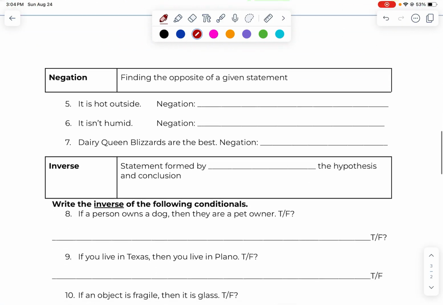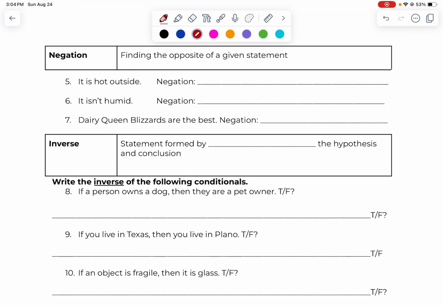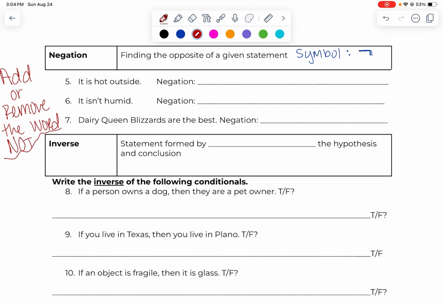All right, flip it over to the back side. Negation. It is finding the opposite of a given statement. So negation has a symbol. It looks like this. Kind of like a sideways L. Now here's what negation really means. You are adding or removing the word not. Okay, so negation, you are adding or removing the word not.